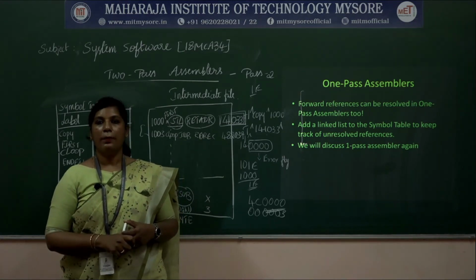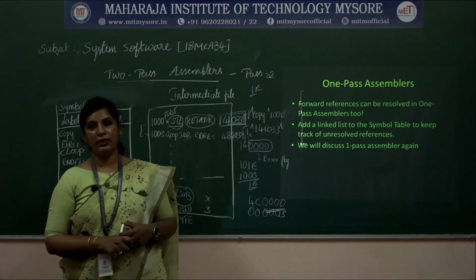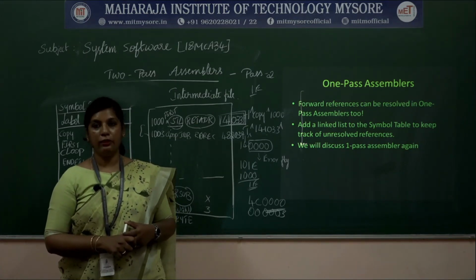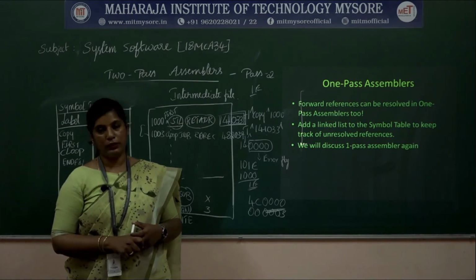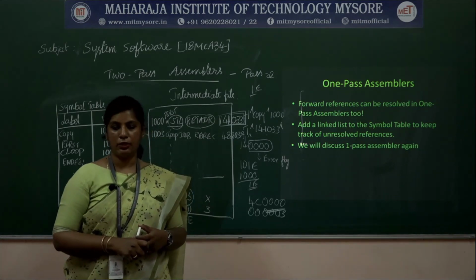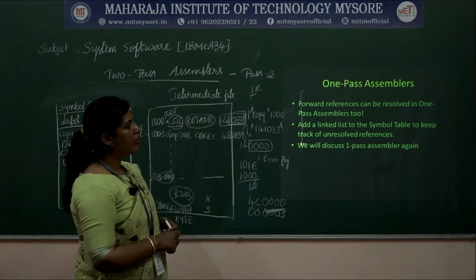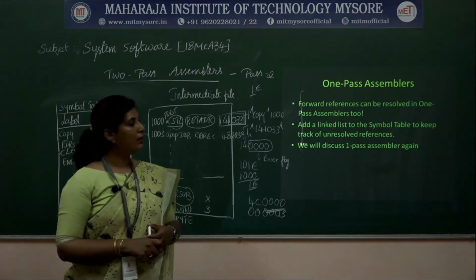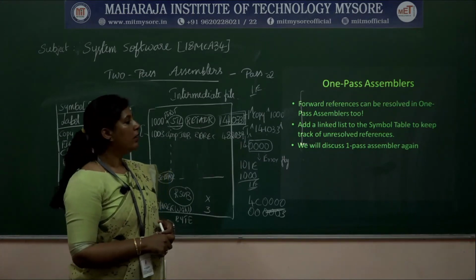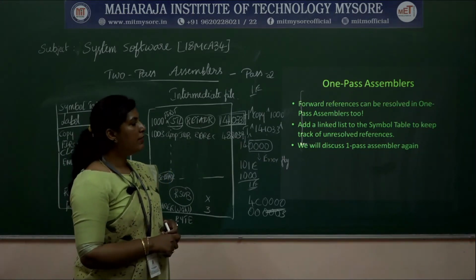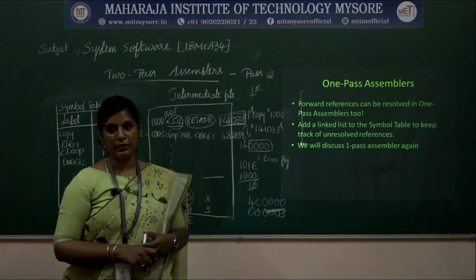To avoid such forward references, we need to define the variables initially, before the instructions that use them. Forward references can be resolved in a one pass assembler too. We just have to add a linked list to the symbol table to keep track of unresolved references, and we will discuss the one pass assembler design in the next classes.